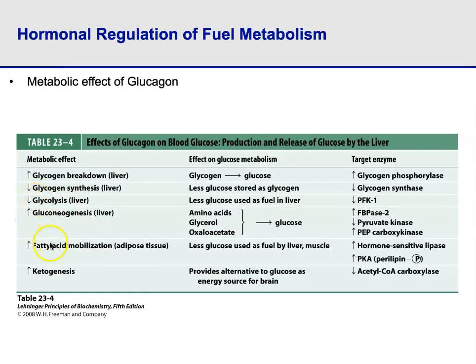Gluconeogenesis is increased. Fat mobilization from adipose tissues is increased. Why is that? Because there is a shift. The body is now trying to use fat deposits as a source of energy instead of glucose. And with that, of course, ketogenesis is increased as well.